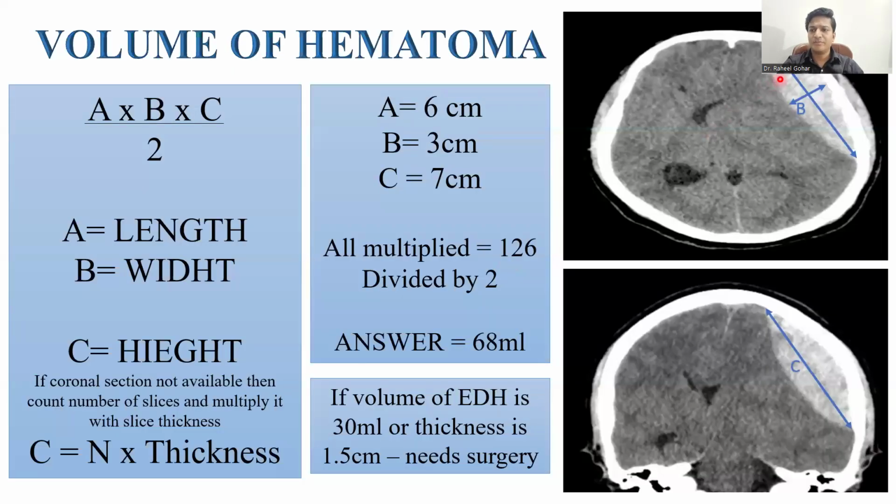So let's see. Here, for example, if A is 6 centimeter, B is 3 centimeter and C is 7 centimeter, you multiply all of these and you get 126. You divide it by 2 and you get 63 ml. And if the volume of the EDH is 30 ml or the thickness of the hematoma is 1.5 centimeter, then the patient needs surgery irrespective of the GCS of the patient. This is very, very important.